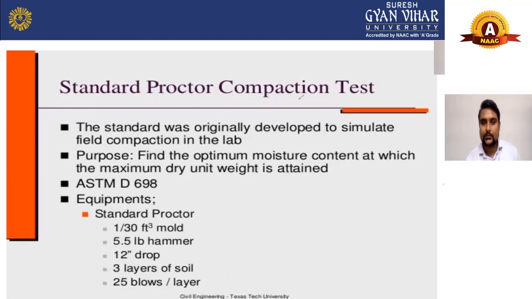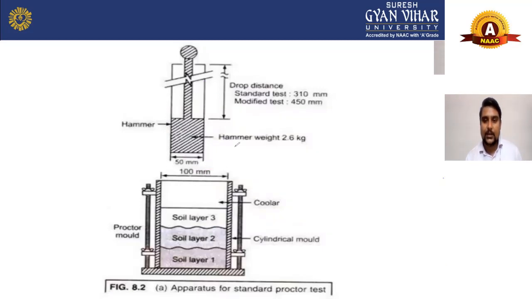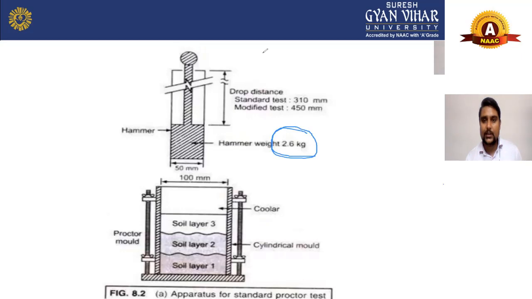Now this is the equipment. As you can see, the apparatus, and this is your hammer. As you can see in the figure, the weight of the hammer is 2.6 kg. This is very important to know. And there is a drop distance. In the standard test it is 310 mm, and in the modified test it is 450 mm. The same hammer is used in the standard Proctor test as well as in the modified Proctor test.